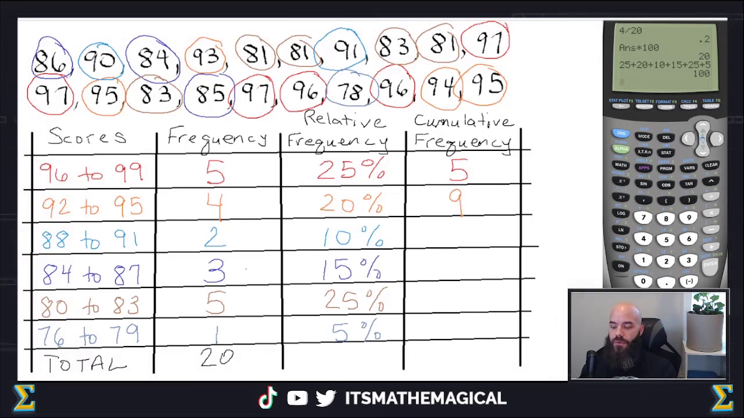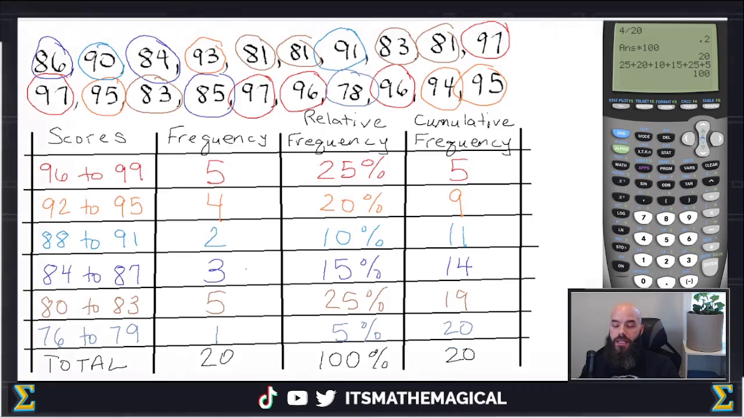And that's the idea. So now from 88 to 91, that frequency is 2. So we add that to the previous 9, and we get 11. Now from 84 to 87, we take the frequency of that bin, which was 3, add that to the 11 before, and we get 14. Take the bin from 80 to 83, which had 5 data points, add that to the 14 before, and you get 19. And then lastly, you take the 76 to 79, which was 1, add that to the 19 before, and you will get 20, which again is the total. So let's go ahead and write 100% here and 20 here.